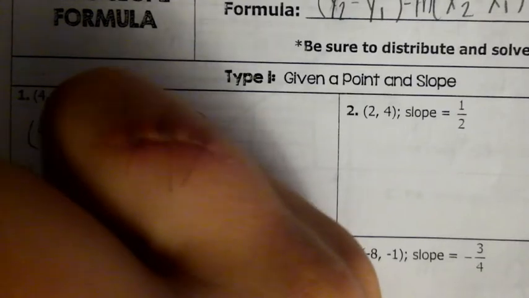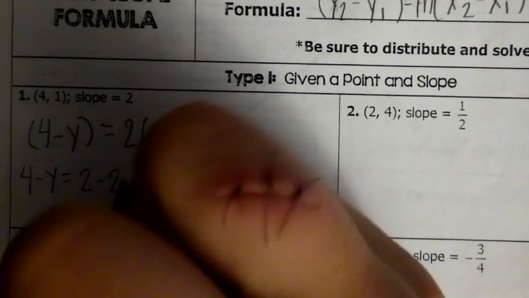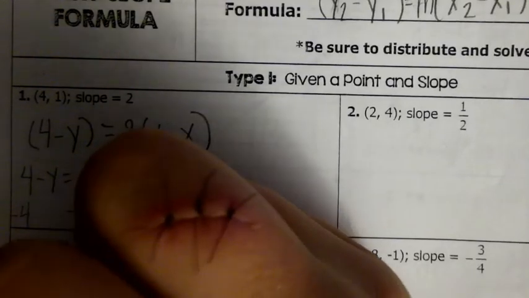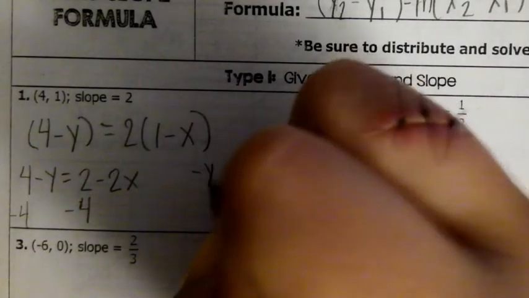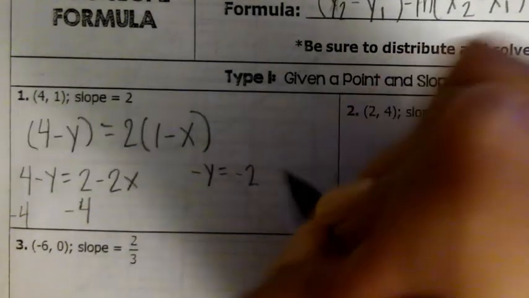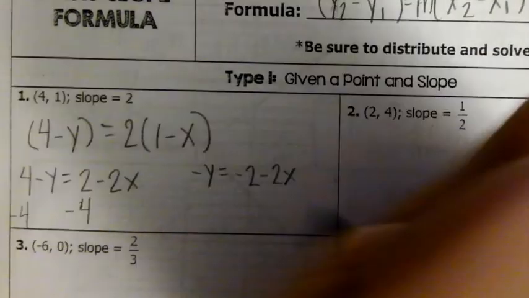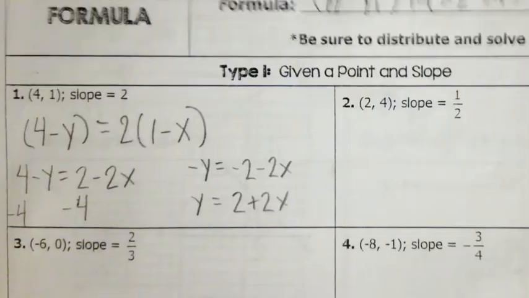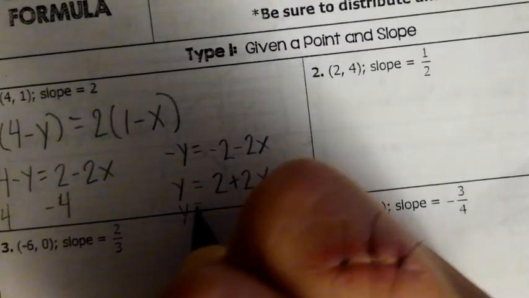4 minus y is equal to 2 minus 2x. Subtract by 4. Negative y is equal to negative 2 minus 2x. Divide by a negative. y is equal to 2 plus 2x. So you can just write this a little bit better. So y is equal to 2x plus 2. Our slope is 2. Our b is also 2.